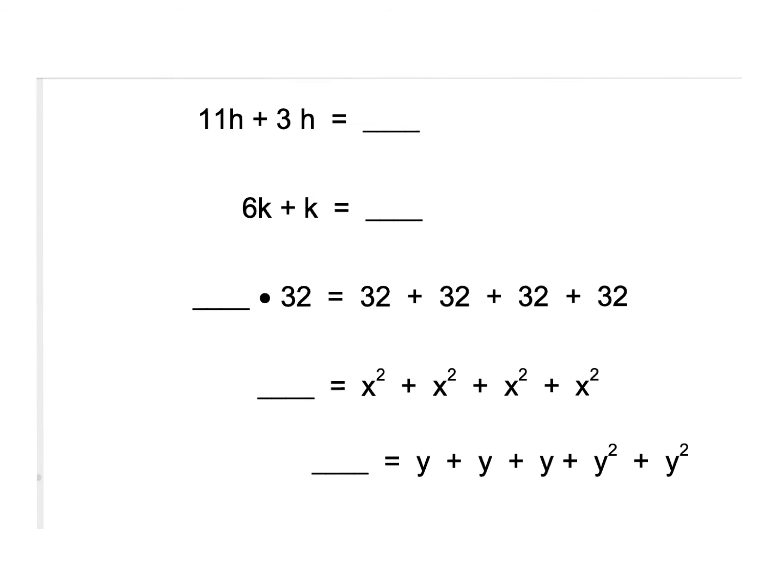Now we're going to go the other way. We're going to say what it equals. If I have 11 h's plus 3 h's, that gives me 14 h's. I take my coefficients and I add them together because that's the sign in between. For the next one, we have 6k plus a k. There's a 1 technically in front of the k. To help us put them together, we would get 7k. 6 plus 1 is 7.